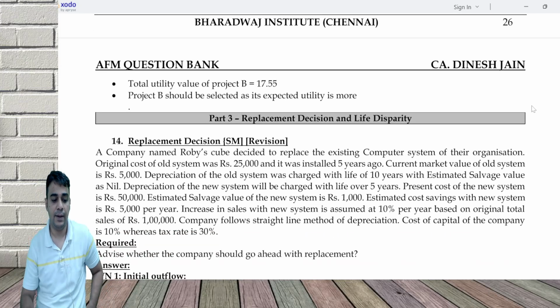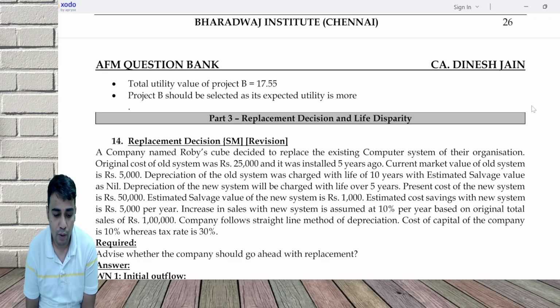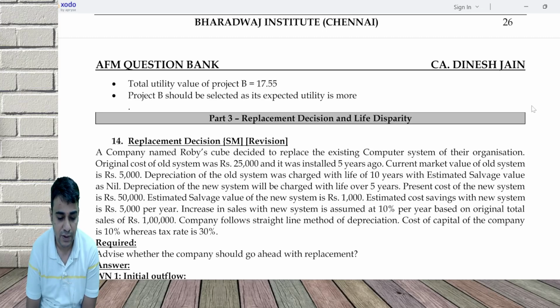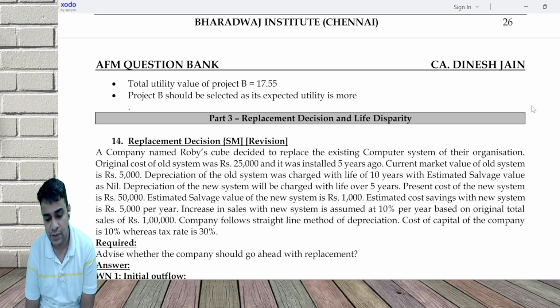Let's come to 14. A company named Robbie's Cube decided to replace the existing computer system of their organization. Original cost of old system 25,000, installed 5 years ago. Current market value is 5,000. Depreciation on the old system was charged with a life of 10 years with an estimated salvage value nil. Depreciation of the new system will be charged with life of 5 years. Present cost of the new system is 50,000. Salvage value of the new system is 1,000.